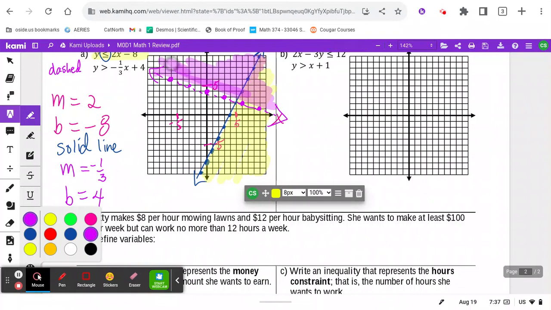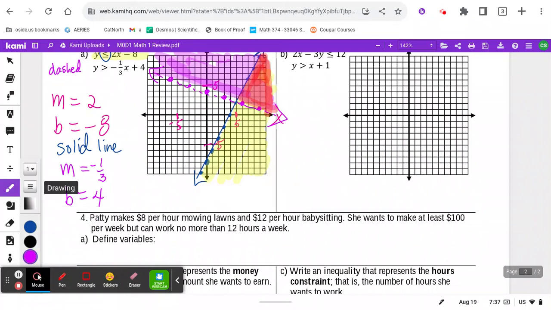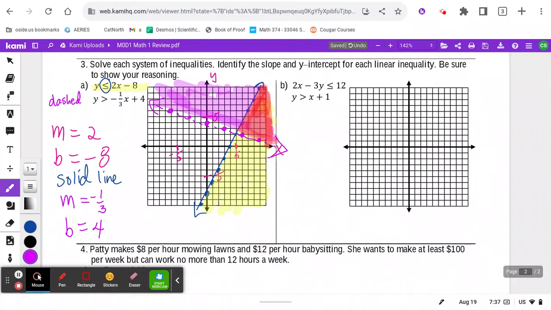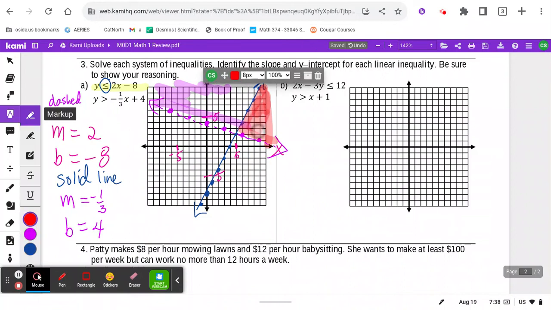Now, what's the solution to my inequality? It's the double shaded region. Anywhere that there is yellow and purple shading is my solution. So if I were asked a question like, is the point 0, 0 a solution to this inequality? We would say no, it's not in the double shaded region. But if I was asked, for example, if 8, 3 was a solution right there kind of in the middle of that shaded region, we would say yes, 8, 3 is a solution to this linear system of inequalities.